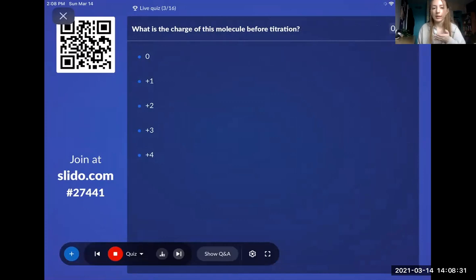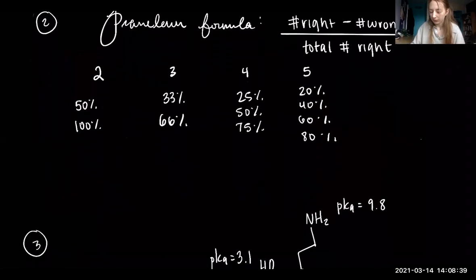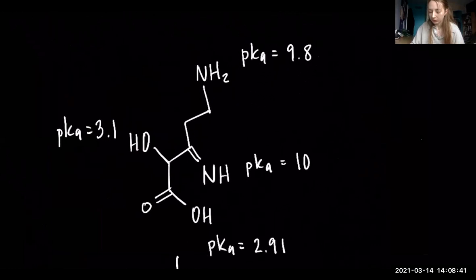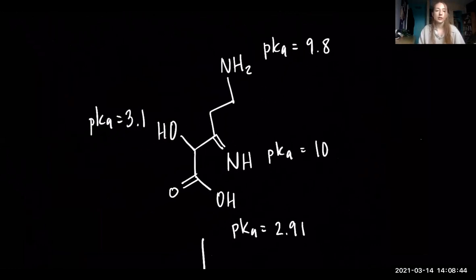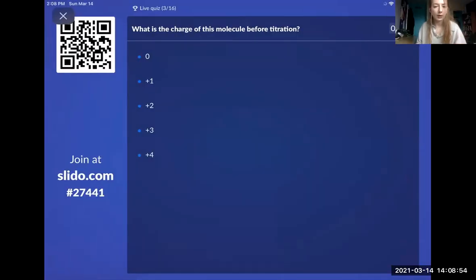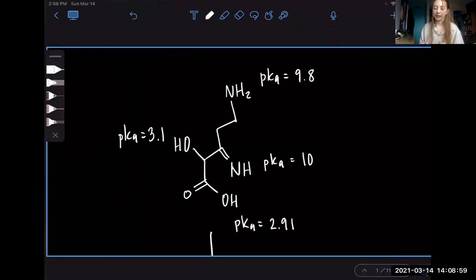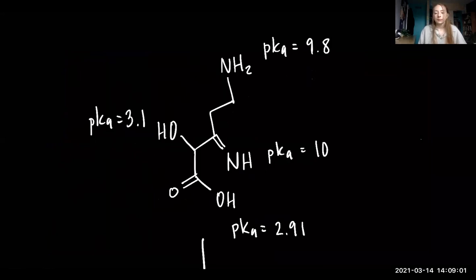What charge is this molecule before any titration happens? And here is the molecule. So what is the charge of this before any titration occurs? Sorry, I might not have started. So you guys can go ahead and answer that. It should have been started. Okay, so sorry again, here's the molecule. So the initial charge.